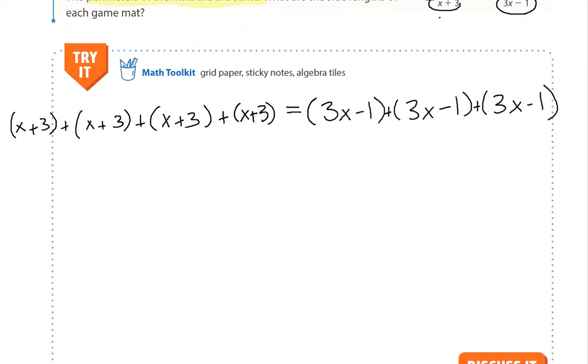So what do we have on this side? We've got 1, 2, 3, 4 x's. I'm going to draw my line here. Don't want to leave that out. I've got 4 x's. And then I've got 3, 6, 9, 12.